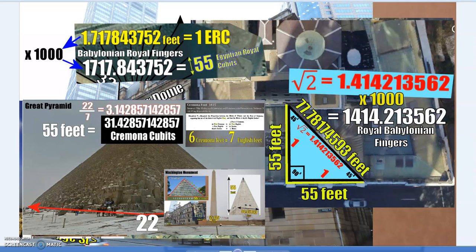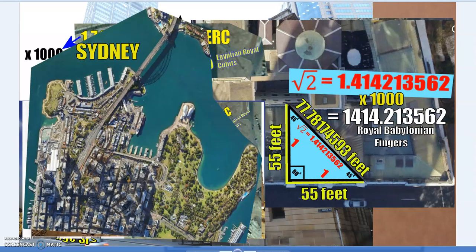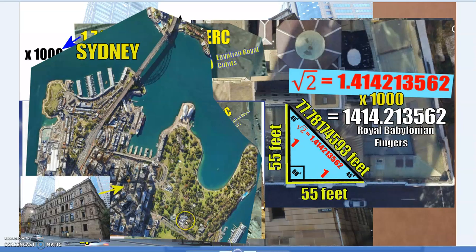55 Egyptian royal cubits: the number of English feet in an Egyptian royal cubit, times 1,000, is the number of Babylonian royal fingers in 55 Egyptian royal cubits. 55 feet in this Cremona scale gives us the dimensions of the pyramid and one of the better whole number approximations of pi. So this building, the Lands Department, is here in Sydney, and that's where it is, and that's where it's going on.